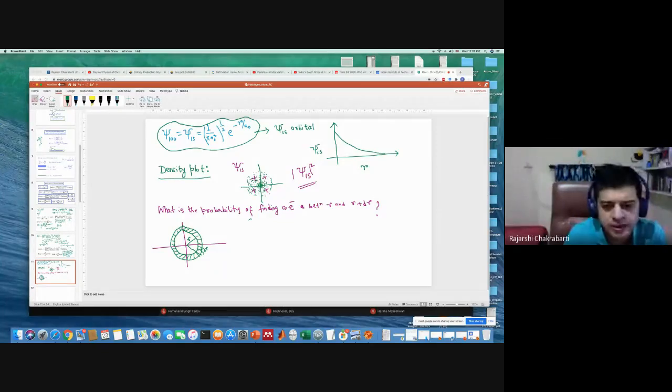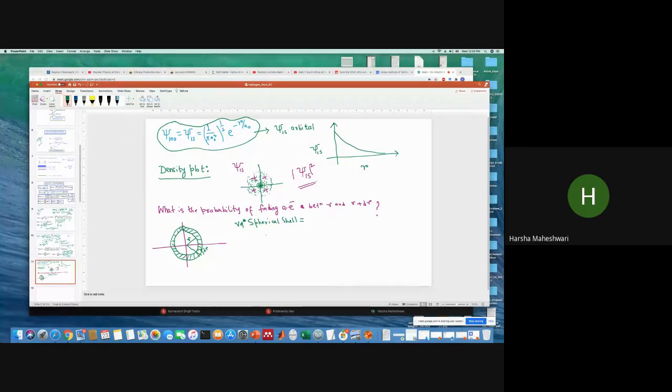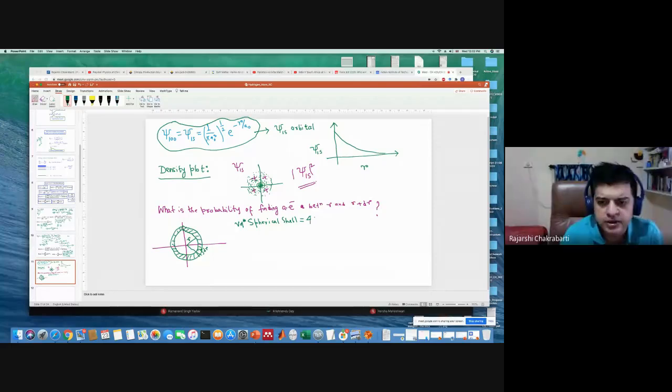What is the volume of the spherical shell? Can anyone tell me what is the volume of the spherical shell? I have shaded. 4 by 3 pi r. Yeah, it has to be 4 pi r square. What is the surface area of the sphere? Into dr. dr is the thickness, isn't it? Yes, sir.